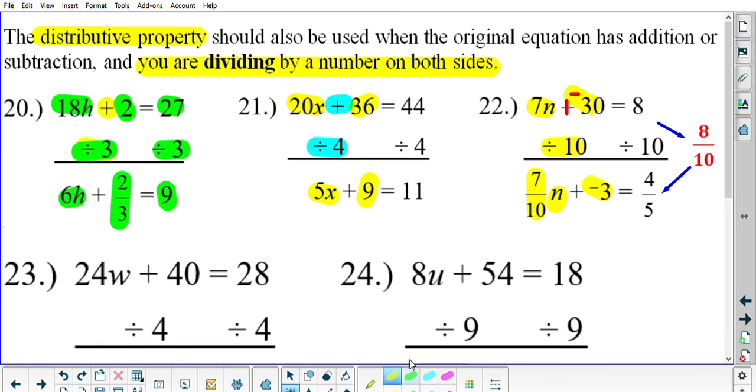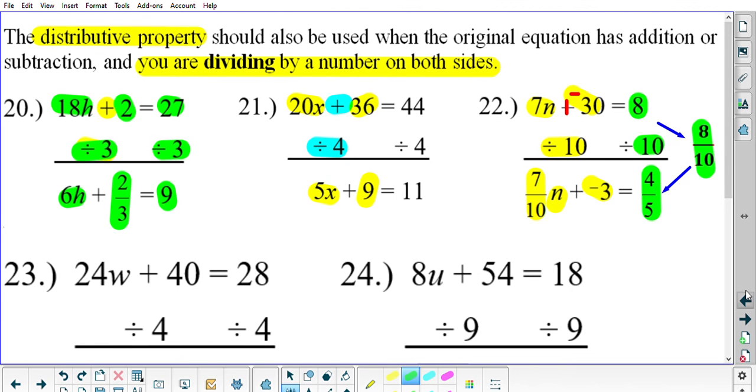Now, take a look at the right-hand side of the equal sign. 8 divided by 10 is 8/10, but they're both divisible by 2, aren't they? So that would reduce to 4/5. You might want to write that off to the side of your number 22, where this 4/5 came from. It's because 8 divided by 10 is 8/10. That becomes 4/5.